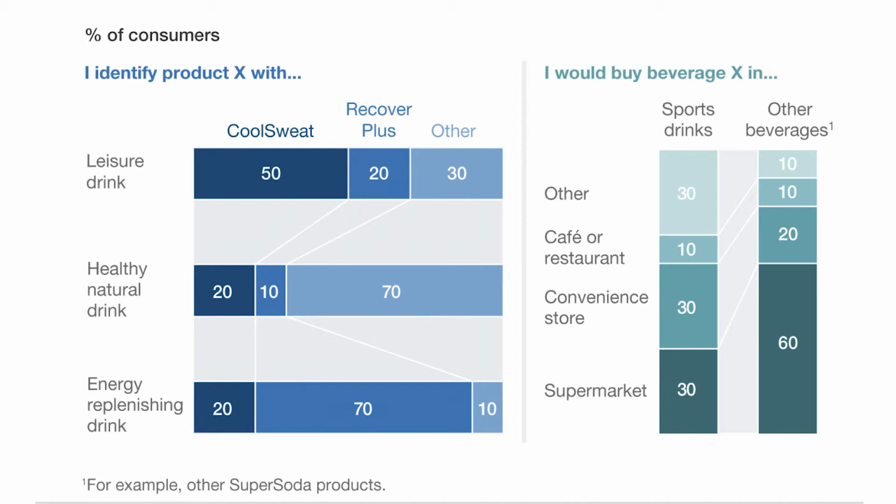In terms of sales channels, it's interesting that the sales channel for the sports drink market looks different than the other drinks that Super Soda is selling right now. So where supermarkets represent 60% of the channel for other beverages, for sports drinks, they're only 30% of the market. Now, supermarkets and convenience stores are still a pretty large percentage of the market. Together, they add up to 60%. So I certainly would want to make sure that electrolyte was strong in those portions of the market.